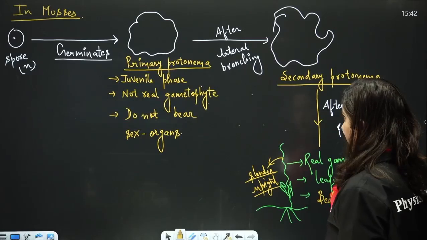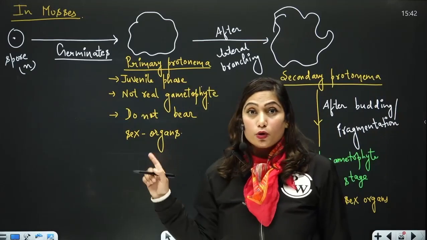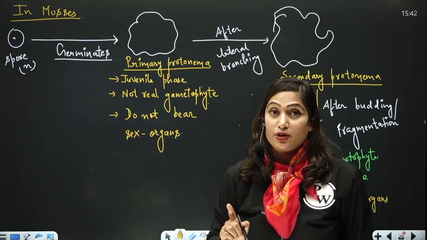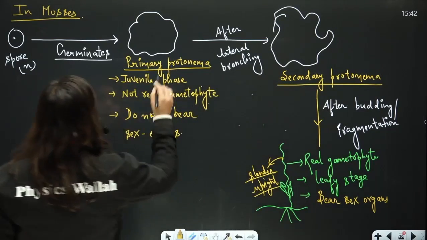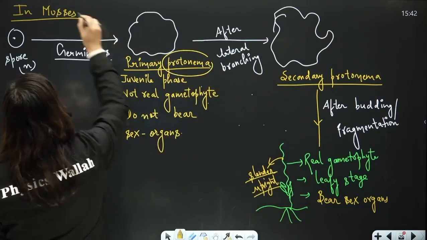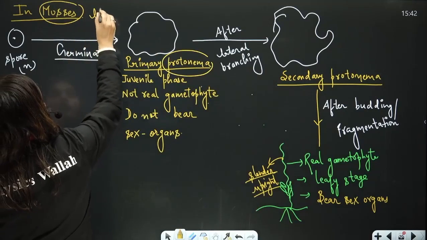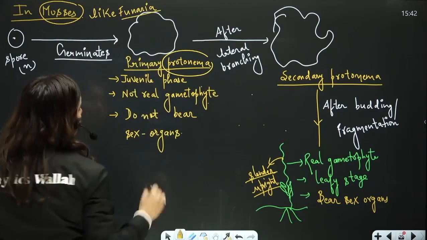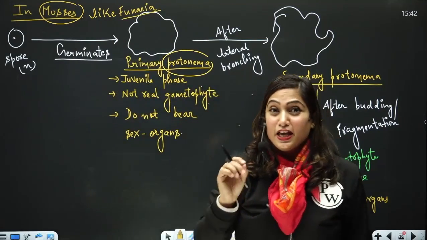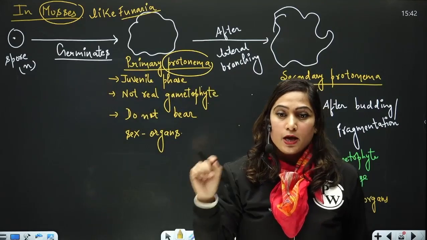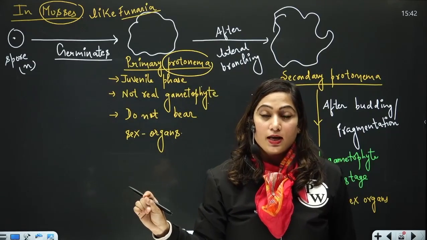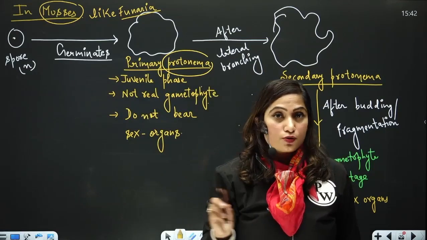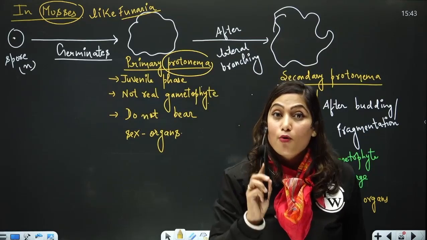Now let's discuss protonema. The word protonema, beta, is used only and only for mosses. Remember this thing, I'm repeating it again. The word protonema is used only for mosses like Funaria, Sphagnum, Polytrichum. Okay, remember this. If there is a match the column, and protonema is written in front of Marchantia, that would be a wrong match. Protonema is not used for liverworts. It is only used for mosses.